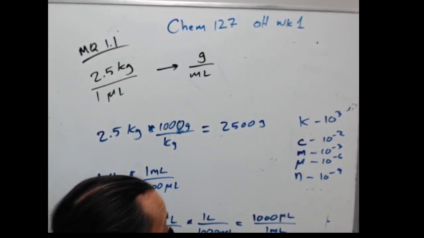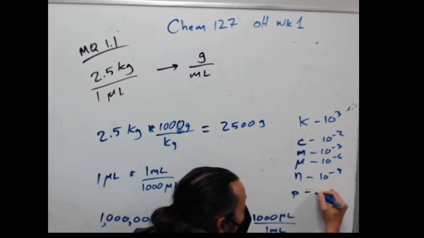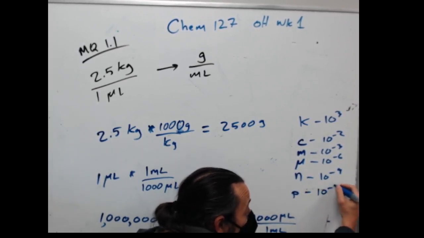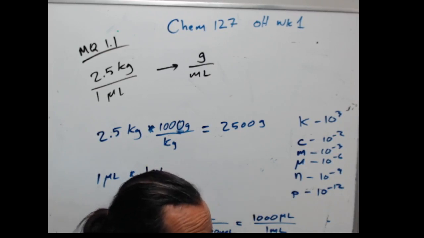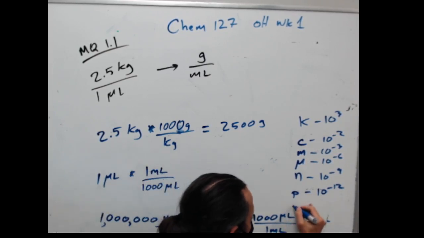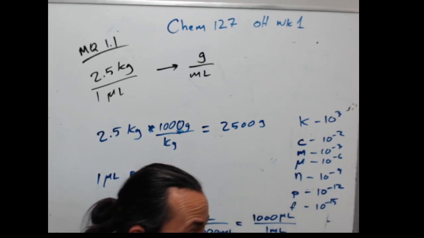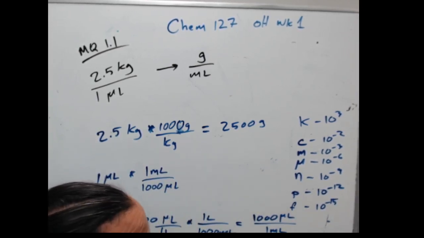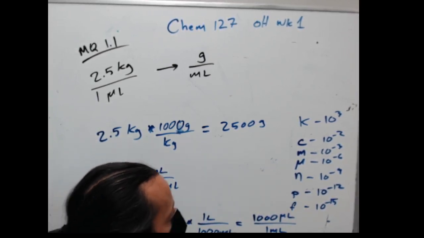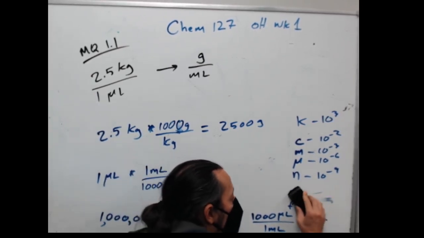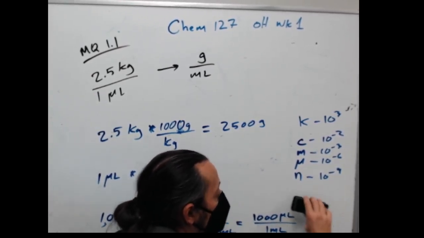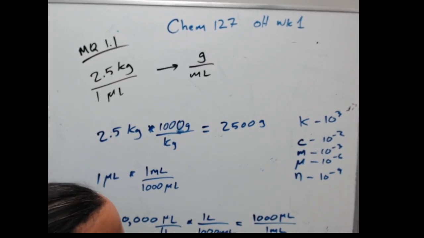And if we wanted to, we could go to the pico. We don't use this one very often, but that's 10 to the minus 12. And then we can also go to the femto, which is 10 to the minus 15. Again, we don't really use that one. Pico and femto we don't really use, but there are more. These are the 5 that we're going to use really often.